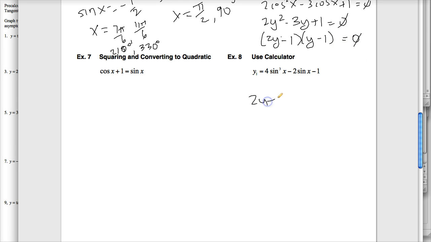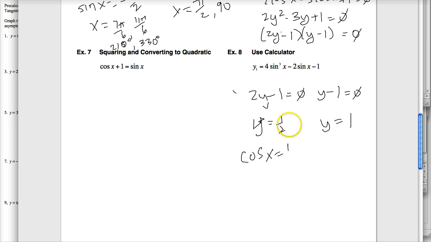So 2y minus 1 equals 0, or y minus 1 equals 0. Y equals half, or y equals 1. So now it looks like I've solved it, but again, I didn't ask for y. As a matter of fact, the question didn't have a y. So what I'm going to do is put the cosine back in. Cosine x equals half, or cosine x equals 1.